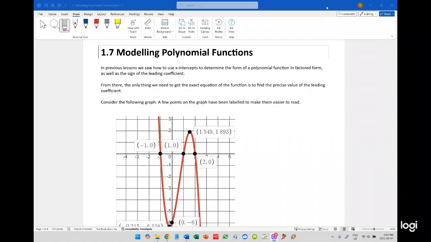All right, we've made it to the final lesson of the unit. So we're looking at modeling polynomial functions, and I will say that everything we've done up to this point is mostly just getting to this skill. This is the big one that we want.